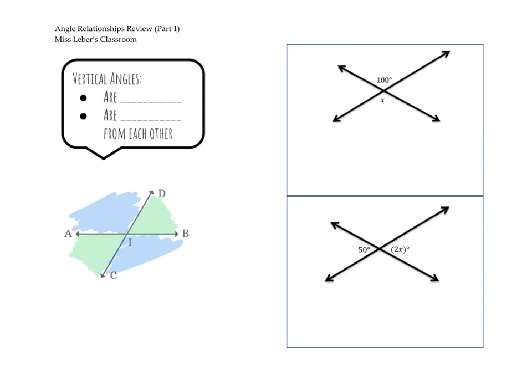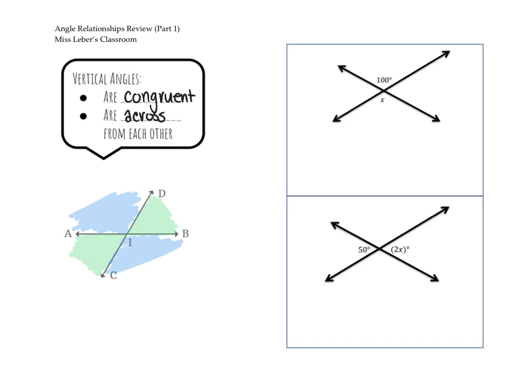So there is a little box there for 2 different things we need to remember about vertical angles. First of all, we have to remember they're congruent, which remember just means that they are equal. And we also need to know that they are across from each other. Remember, they share that vertex.